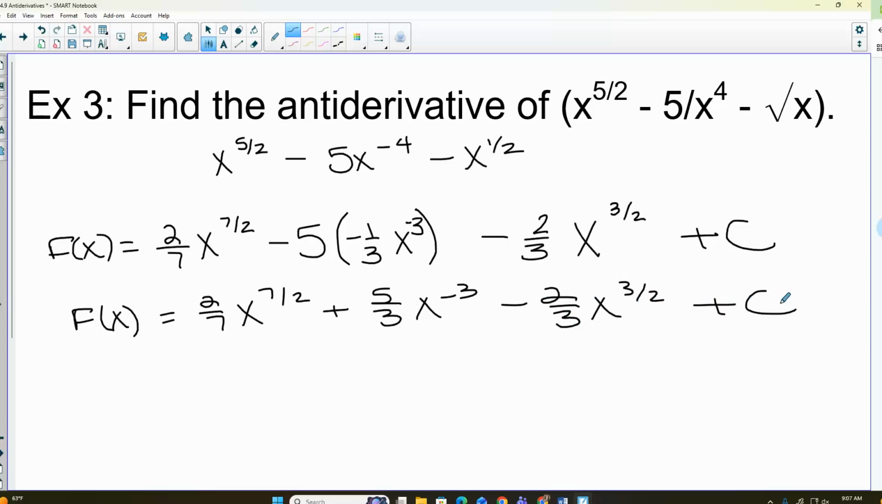Is there any way to check our answers on these? Do the derivative. Okay, that's something we've done many, many times, and these are all pretty straightforward ones, so you can always check yourself. All right, let's look at the next one.